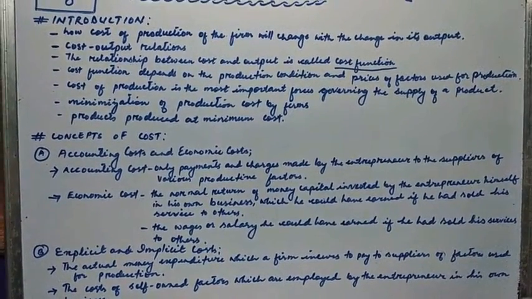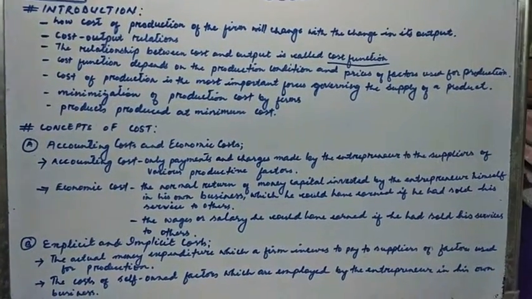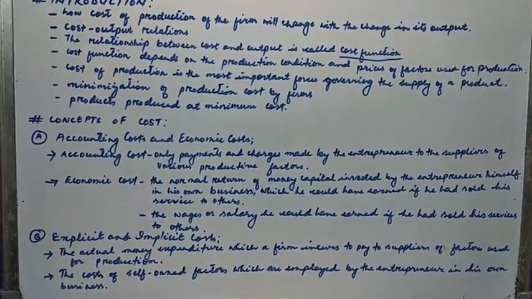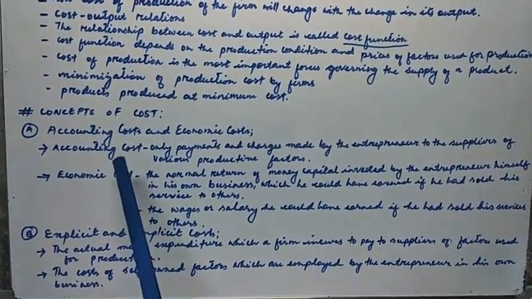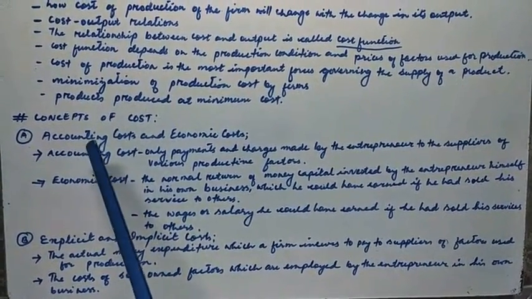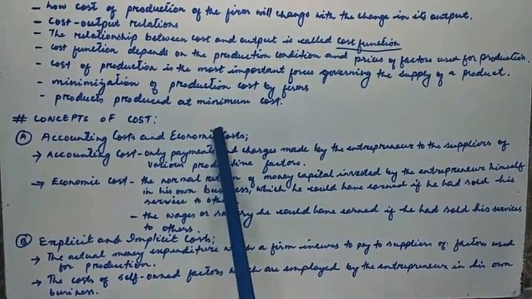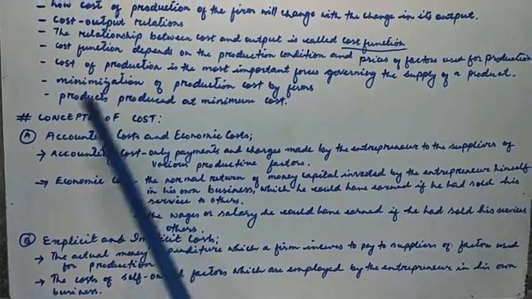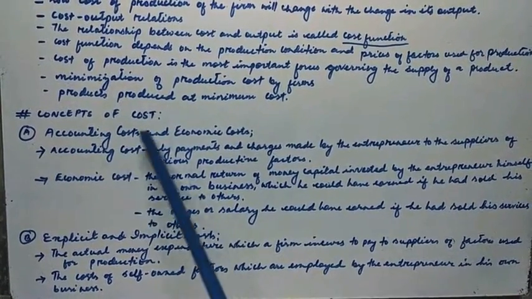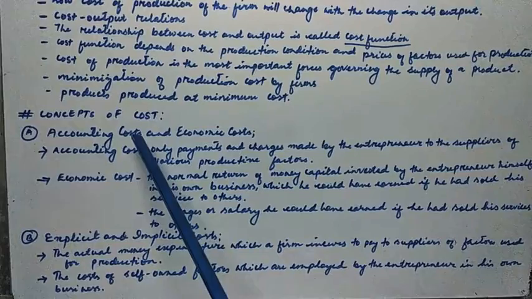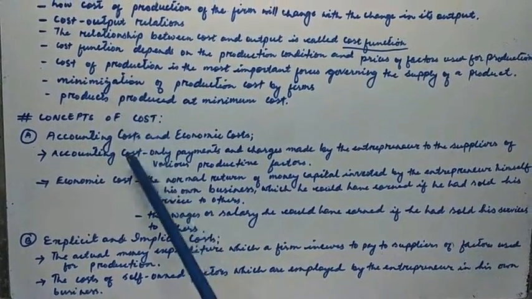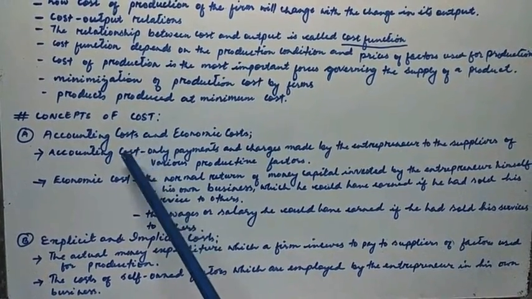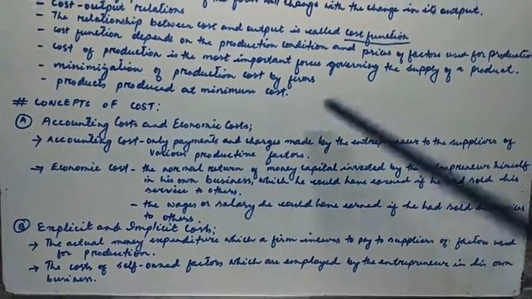Having discussed the introduction, we shall go forward to understand some of the concepts of cost. The first concept is accounting cost and economic cost. What are their meanings, and what is the difference between these two cost concepts, accounting cost and economic cost?